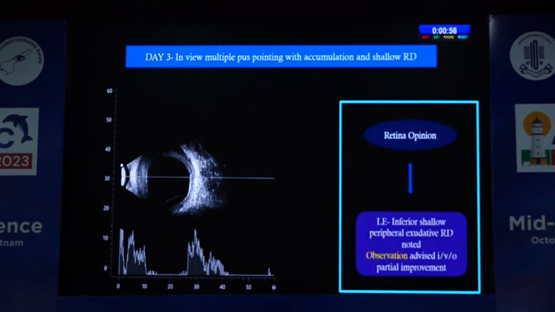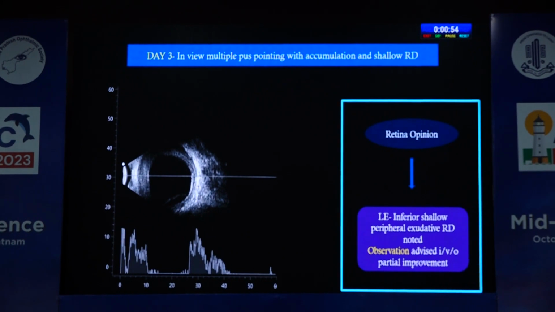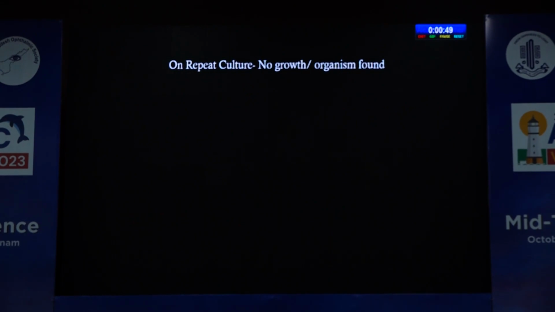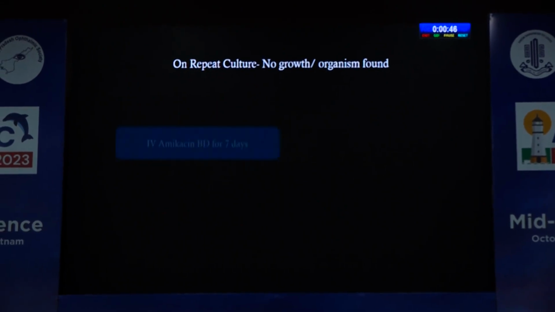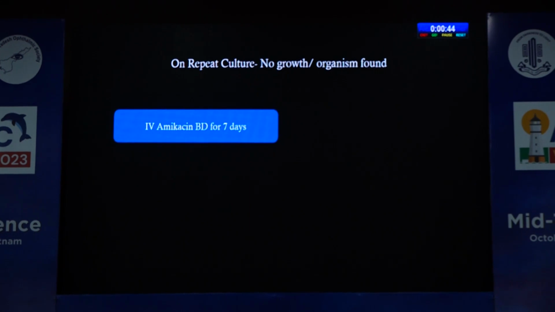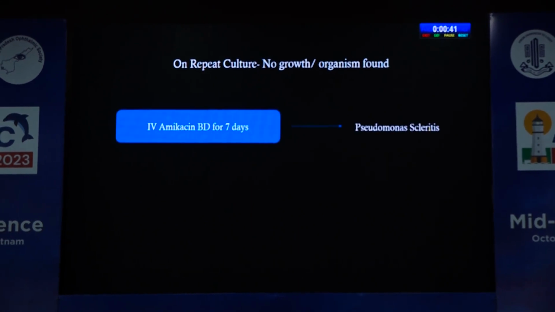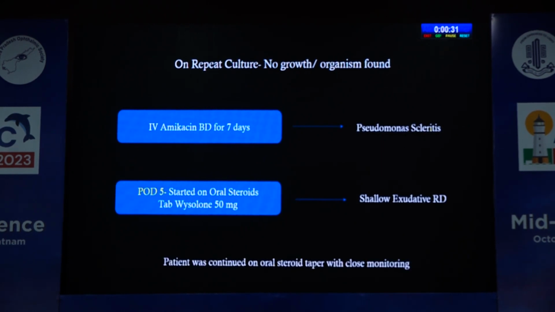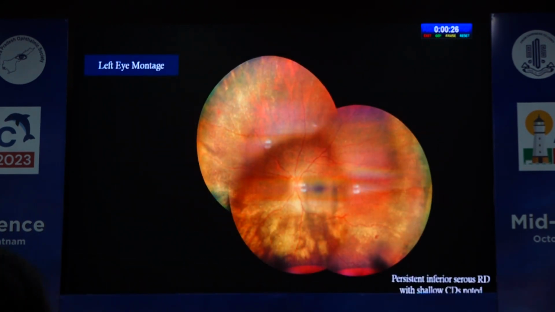On retina, opinion was sought for left eye inferior shallow peripheral exudative RD and observation was advised in view of partial improvement. On repeat culture, no growth or organism was found, so the patient was continued with IV amikacin BD for 7 days in view of Pseudomonas scleritis, and the patient was restarted on oral steroids on postoperative day 5 with tablet Visalon 50 mg in view of shallow exudative RD. The patient was continued on oral steroid taper with close monitoring. This is the left eye montage image which showed persistent inferior serous RD with shallow choroidal detachments postoperatively.